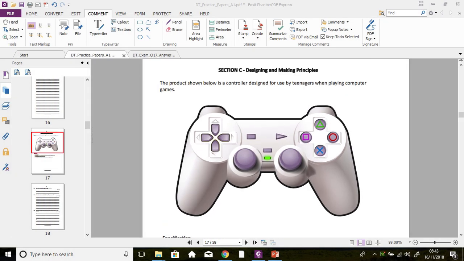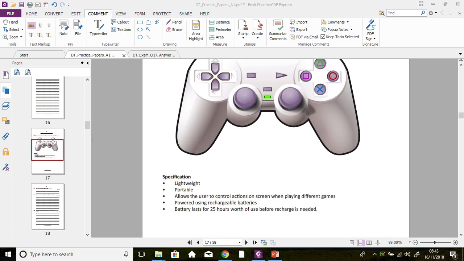Okay, so this is section C of the exam paper, designing and making principles. In here you will be expected to answer a question which is related to the design process. So let's read what it says. It says the product shown below is a controller designed for use by designers when playing computer games.